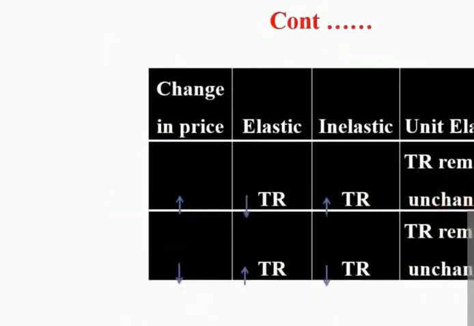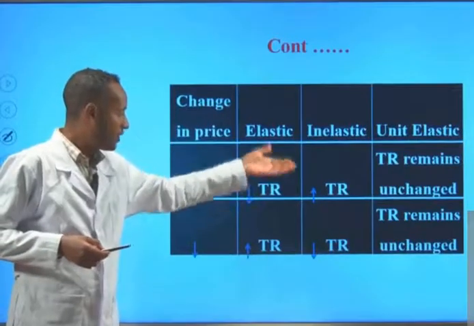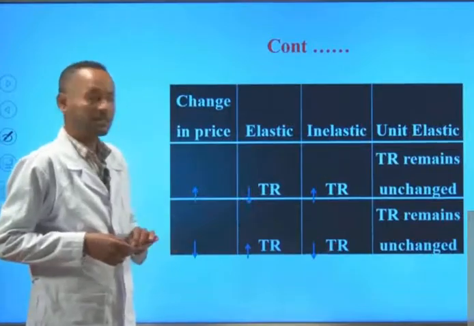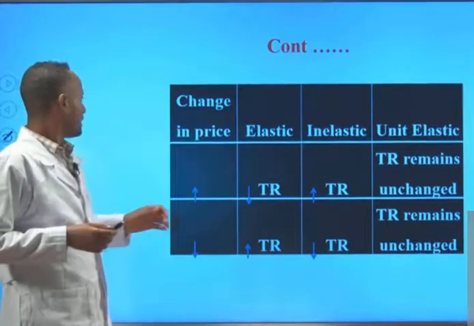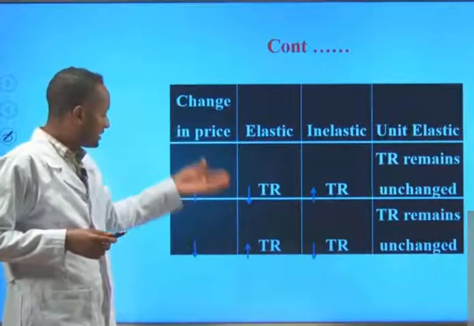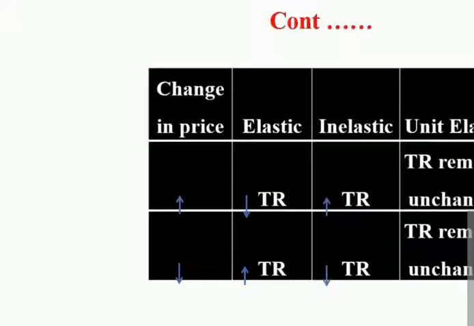From this, we can conclude the relationship between the direction of price change and total revenue. With an increase in price, if the buyer is elastic, total revenue will decline. If the buyer is inelastic, total revenue will increase. And if the buyer is unit elastic, total revenue remains unchanged. With a fall in the price of a commodity, if the buyer is elastic, total revenue will increase. If the buyer is inelastic, total revenue will decline. And if the buyer is unit elastic, the total revenue remains unchanged.